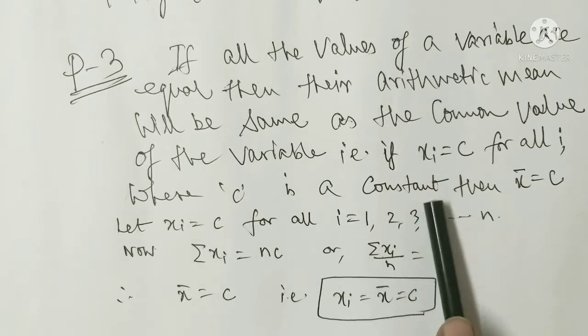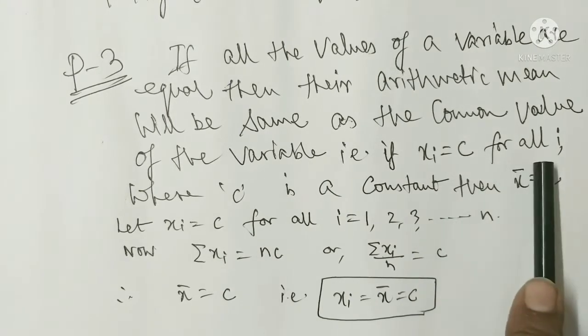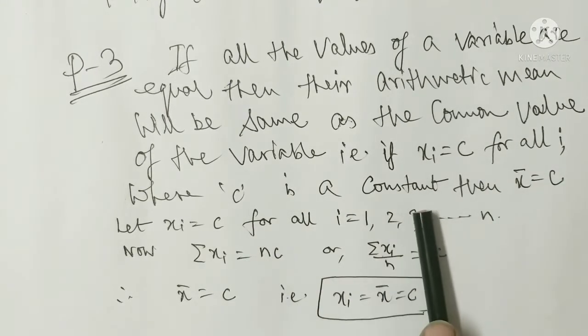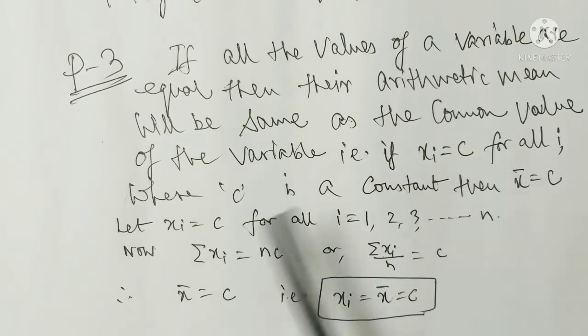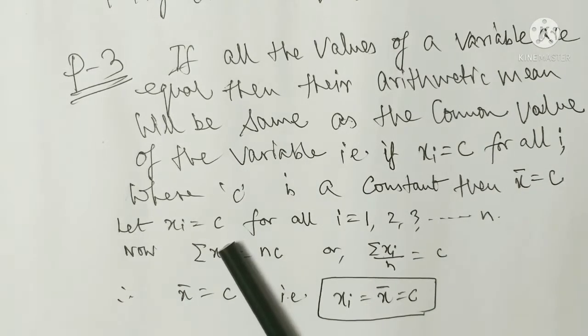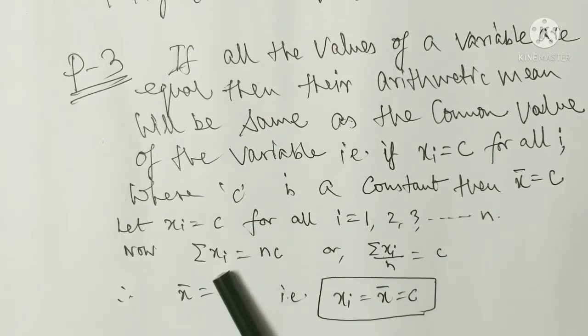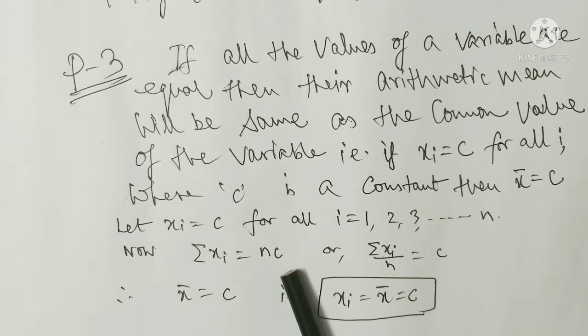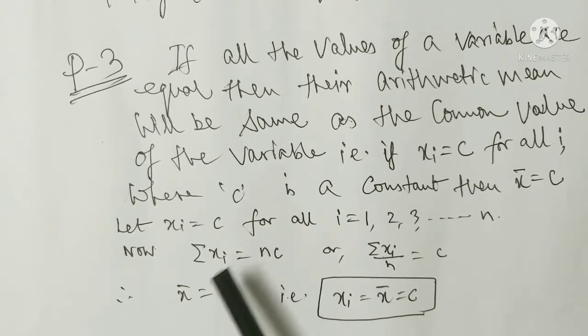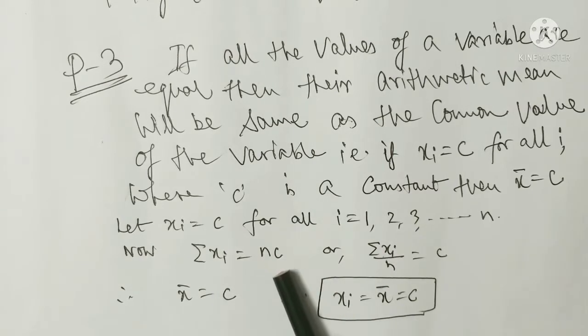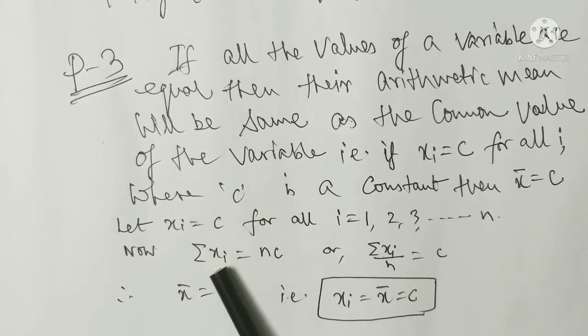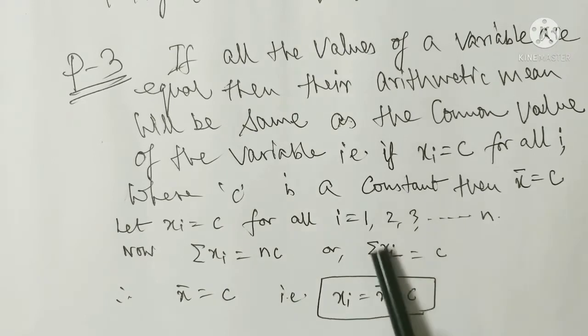That is, if xi equals c for all i, where c is a constant, then x bar equals c. Let xi equal c for all i equals 1, 2, 3, ..., n. Then summation xi equals nc, because all are c's, n values are there and n c's are there, therefore the total is nc. Now summation xi by n equals c, that is, x bar equals c. That is, the arithmetic mean is also c.